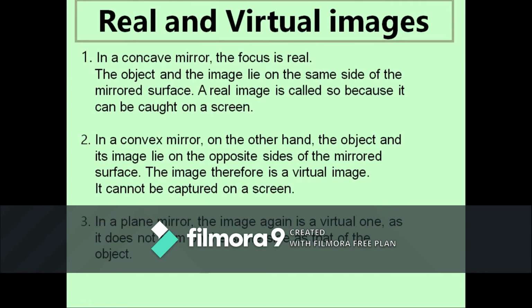Now let's talk about real and virtual images. In a concave mirror, the focus is real, and the object and the image lie on the same side of the mirror surface. It is called a real image because it can be caught on a screen itself and not behind the mirror. In a convex mirror, on the other hand, the object and the image lie on the opposite sides of the mirrored surface. The image, therefore, is a virtual image and cannot be captured on a screen. So it can be seen as it is behind the mirror.